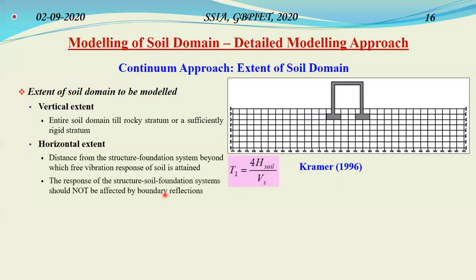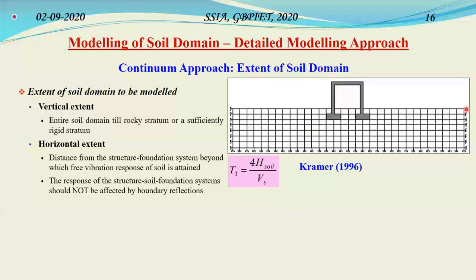At the same time, even after doing that, these boundaries sometimes play a crucial role. As we mentioned, these boundaries should not have any waves getting reflected back, or basically we say these boundaries should not have influence on the response of the structure or the foundation. So the lateral extent should be so placed that the boundary effects are negligible. The response of this structure soil foundation system should not be affected by boundary reflection. So based on these two, we decide the horizontal extent.